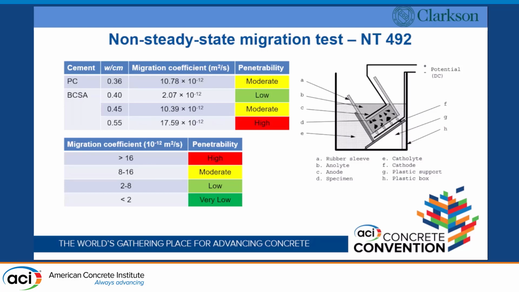As we increase our water cement ratio, we see an increase in the migration coefficient, which should correlate with the actual diffusion coefficient, not exactly, but it should be pretty close. We move up to something like 10 times 10 to the minus 12 with a 0.45 and almost 20 times 10 to the minus 12 with a 0.55. But again, these classifications here are based on what we see with Portland cement, and so we don't really know if that's a good classification.